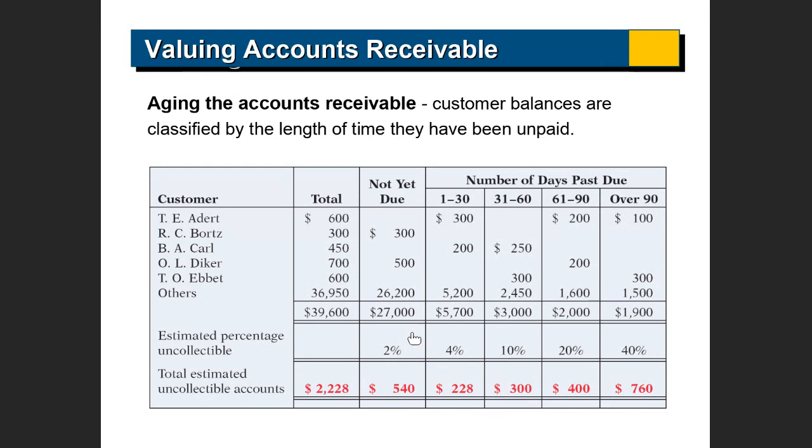The company says only 2% of those are not going to be collected. I'm sorry, not the ones that are not due. Not even 1 to 30 days, they are 2%. Those that are within 1 to 30 days, they're 4%. If it goes beyond 30 days, but less than 60 days, 10%, 61 to 90 days, 20%, and over 90 days, 40%.